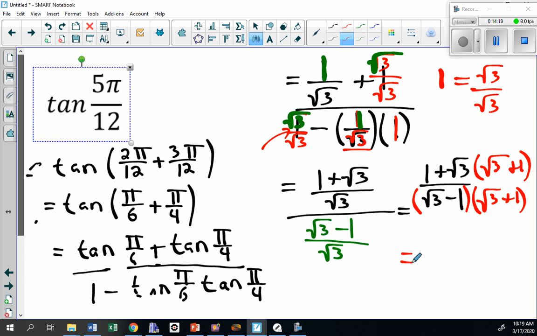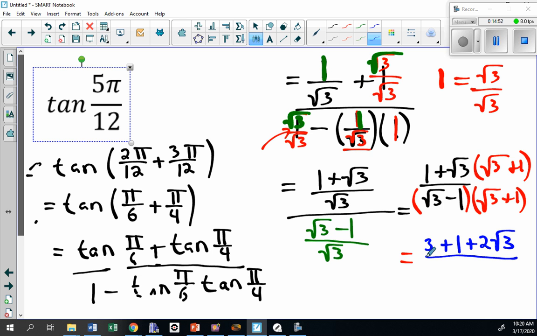Now, once again, we have a perfect square in the numerator, which is kind of nice. And we also have a difference of squares in the denominator. So I'm going to use some of those little tricks to speed this up. I know it's going to be square root of 3 times square root of 3, which is just 3. 1 times 1 is 1. And then we're going to have that middle term. Because it's a perfect square, it is going to be the square root of 3 doubled, so 2 times square root of 3.